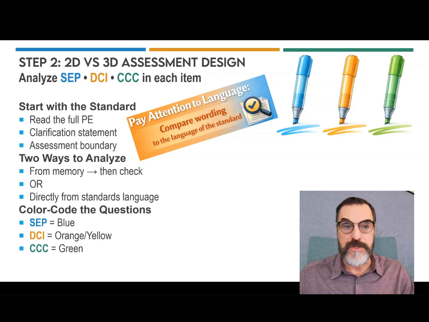Pay close attention to the word choice in the question. Compare the language of the question to the language of the standard. This is where much of your learning will happen as you unpack all of these standards.